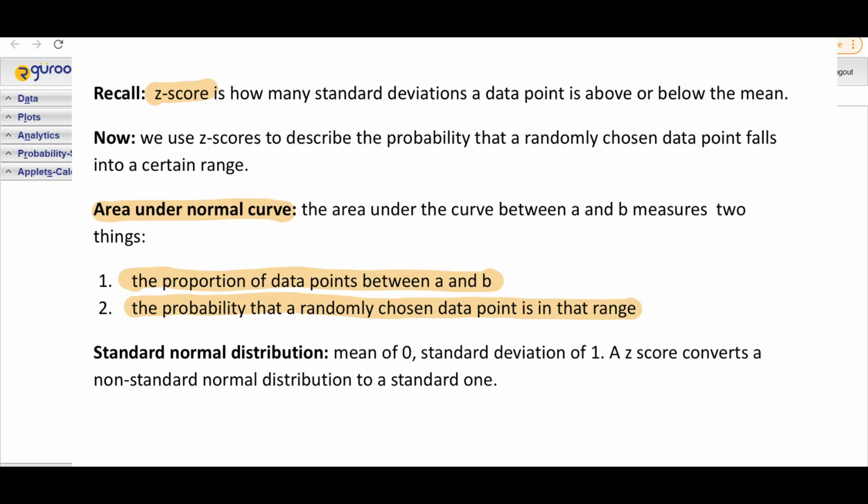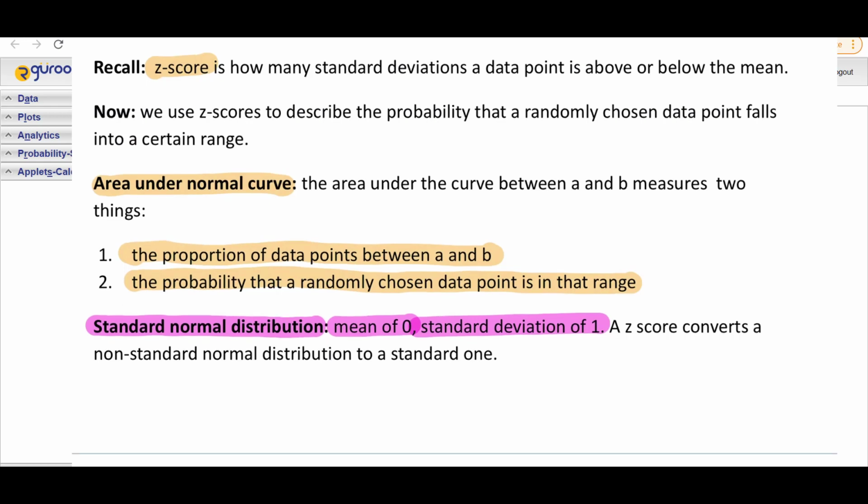One more thing, this is important to note for later. There is a special normal curve called a standard normal curve, and what's special about it, the mean is 0 and the standard deviation is 1, which means a z-score converts a non-standard normal distribution to a standard one. So basically what that means is if you were to convert all the data values in a data set to z-scores and you were to graph them in a histogram, you would end up with a standard normal curve. And that standard normal curve would have a mean of 0 and a standard deviation of 1.